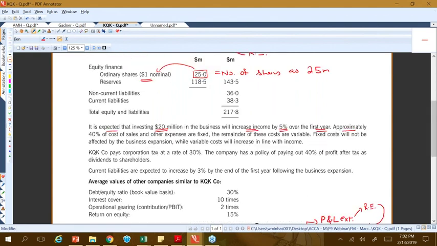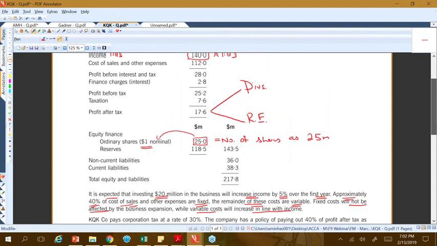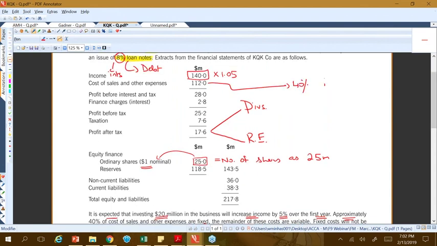Approximately 40% of cost of sales and other expenses are fixed. The remainder of these costs are variable. Fixed costs will not be affected by the business expansion, while variable costs will increase in line with the income. That's interesting. So in the cost of sales here, 40% are fixed and 60% are variable. Now, if the income goes up by 5%, then the variable cost of sales will also go up by 5%. That's what the question is saying.